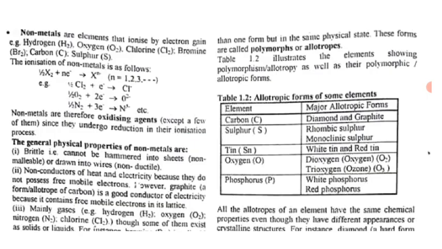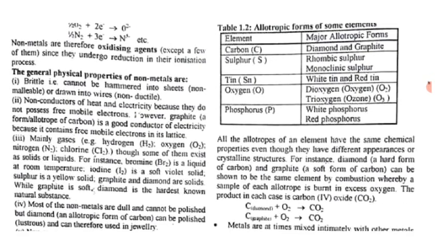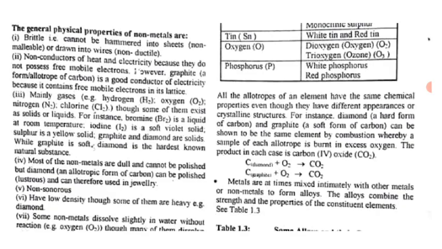For example, from table 1.2, carbon: diamond and graphite are both solids but in different forms. Diamond is an octahedral-shaped crystal, while graphite is another allotropic form of carbon. We also have sulfur, tin, oxygen and phosphorus. All the allotropes of an element have the same chemical properties, even though they have different appearance or crystalline structures.